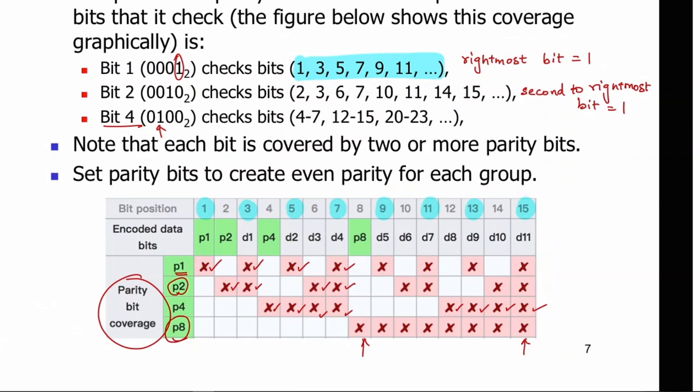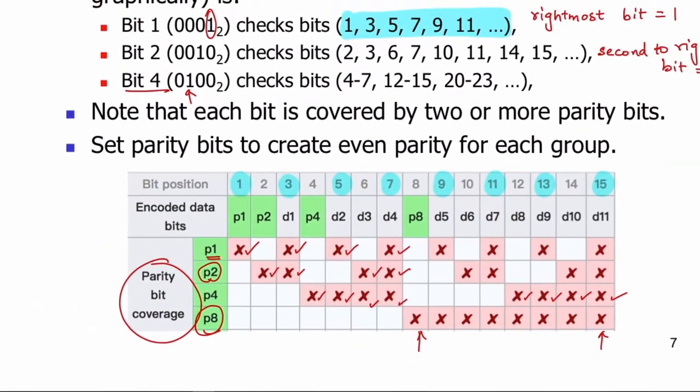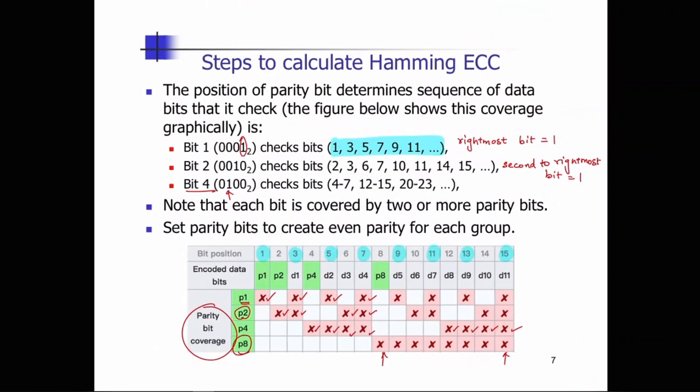So in one group, let's highlight the group, and let's call that group 1. Group 1 will include P1, D1, D2, D4, D5, D7, D9, and D11. The group 2 will include all the ones in that particular row that are marked. Group 4 will include these 4 and those 4. Group 8 will include all those 8. So we have to write P8 such that that particular group will have an even parity. We have to write P4 such that that particular group will have an even parity, and so on. I hope you get the idea over there.